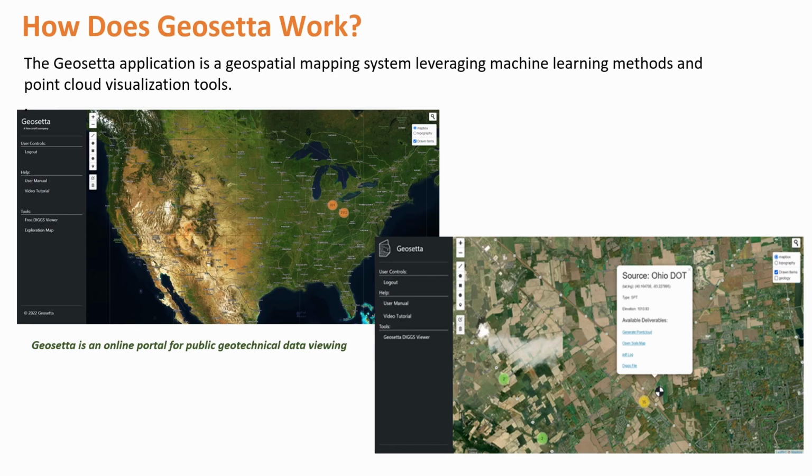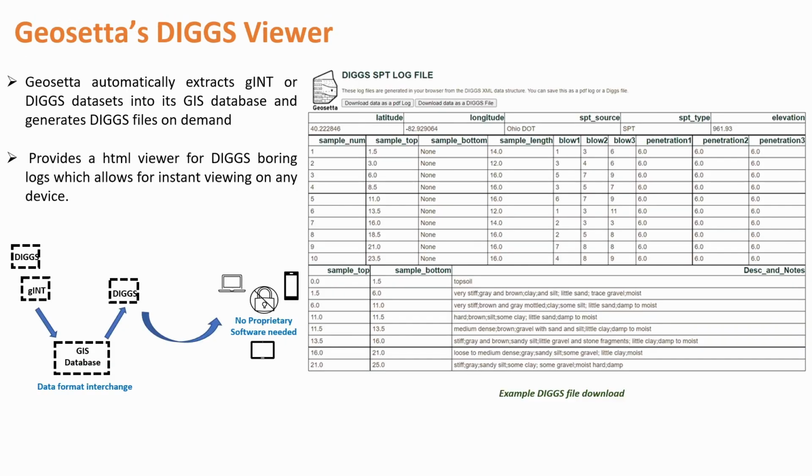By clicking any historic data point or a selected specific point location, you are offered a menu from which you can view the historic boring data as a DIGS file, which you can download as is or as a PDF log. You can also generate three-dimensional point clouds of your site or open the USDA soil survey map of your location. One of Geosetta's features is the DIGS file viewer.